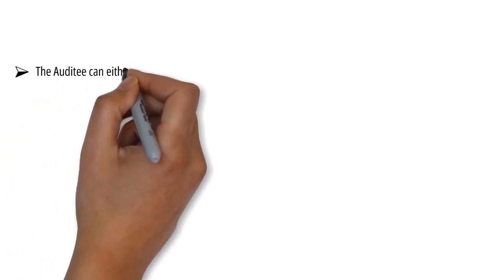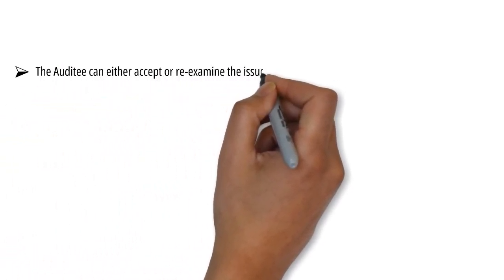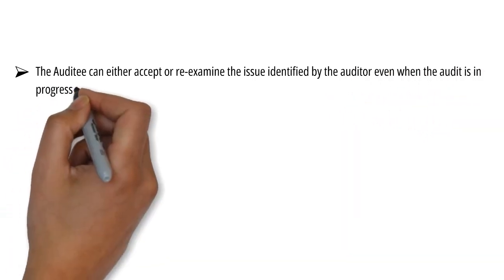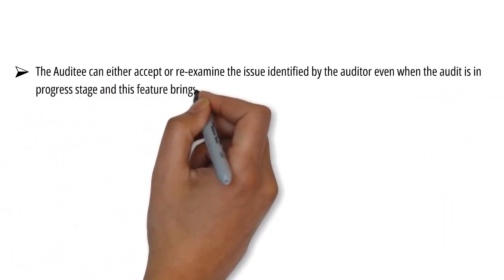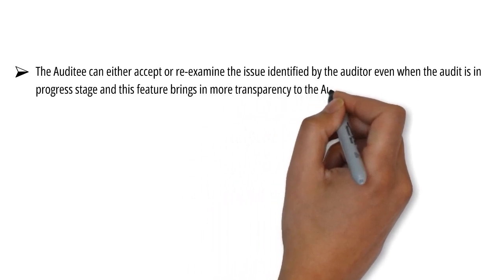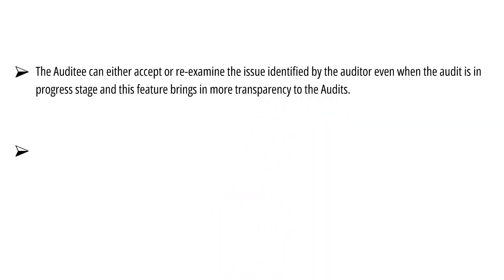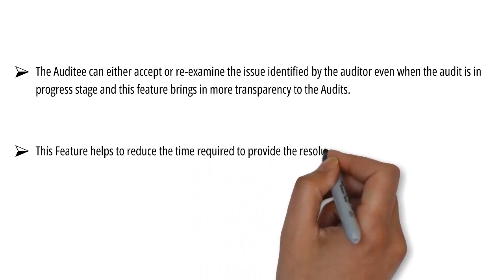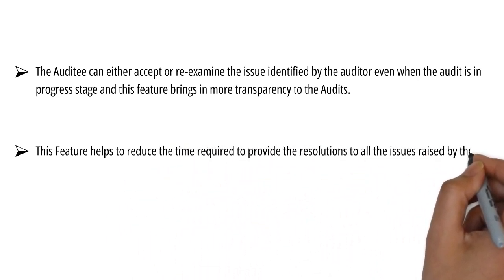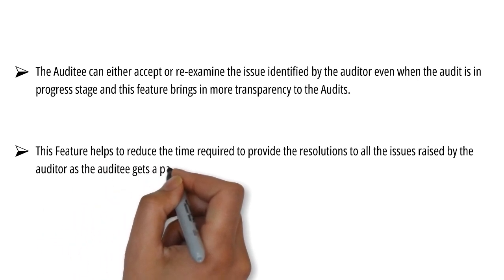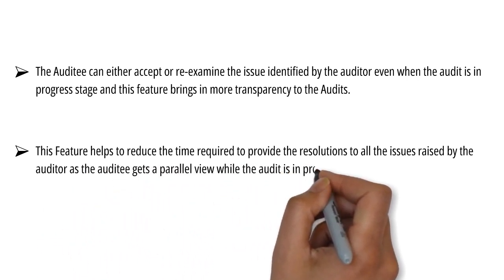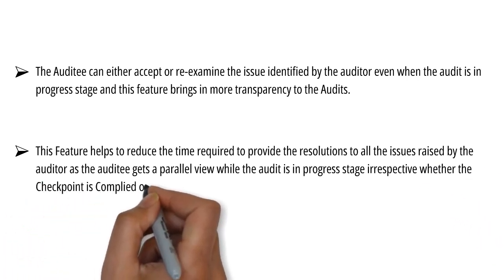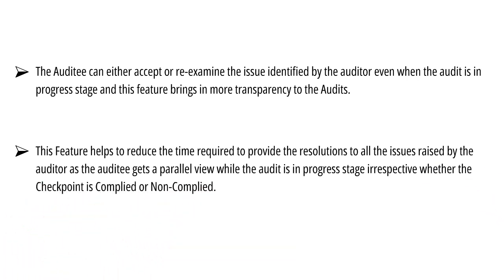The auditee can either accept or re-examine the issue identified by the auditor, even when the audit is in progress stage, and this feature brings in more transparency to the audits. This feature helps to reduce the time required to provide the resolutions to all the issues raised by the auditor, as the auditee gets a parallel view while the audit is in progress stage, irrespective of whether the checkpoint is complied or non-complied.